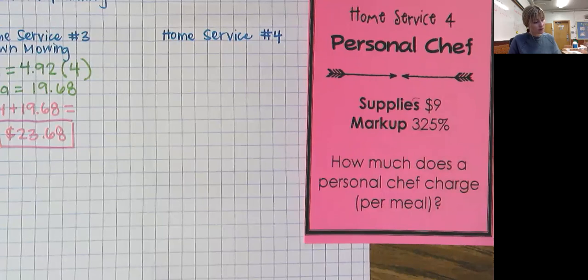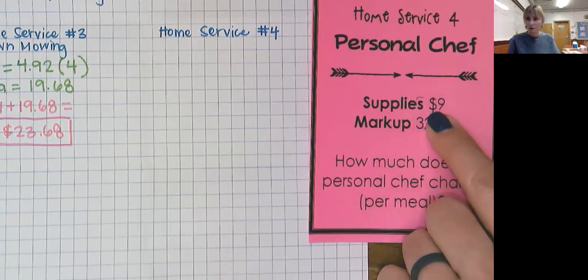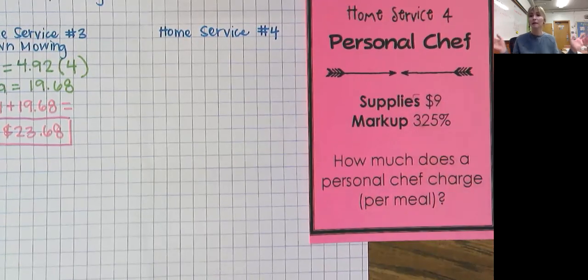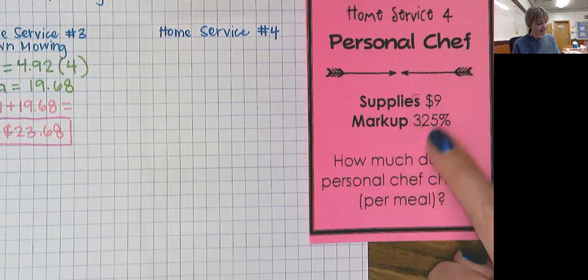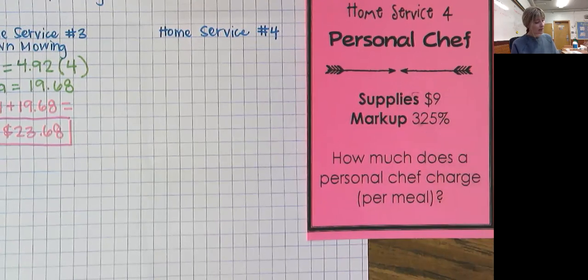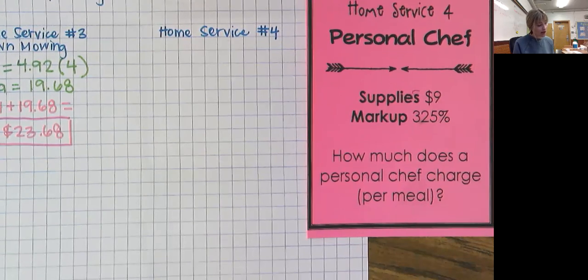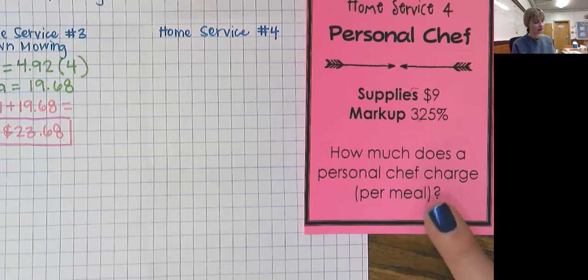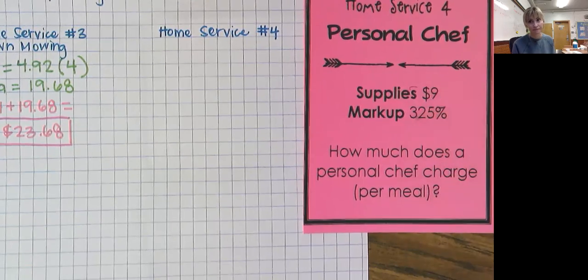But let's say you're cooking a meal and you went and bought the groceries and it cost you $9. Now it's just your time, right? Making the meal. If you hire someone to cook for you, this is a 3.25 or 325% markup. And the question is, how much does the personal chef charge? Oh, look, this is per meal. That makes more sense. So this is for one person.